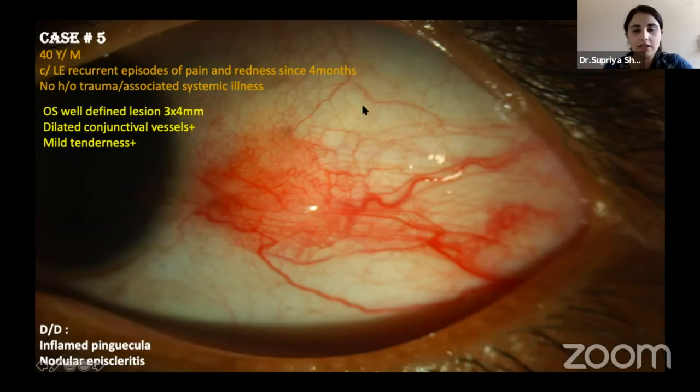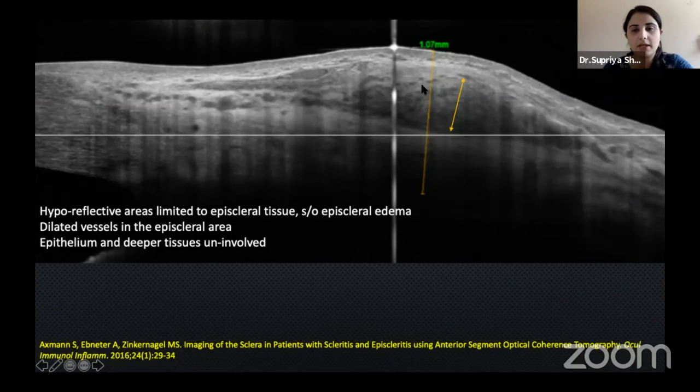The AS-OCT image actually showed that the lesion was predominantly in the episclera. There was thickening of the episcleral tissue with dilated vessels as seen here as these hyporeflective spaces, and the overlying epithelium and the deeper scleral layers were uninvolved.